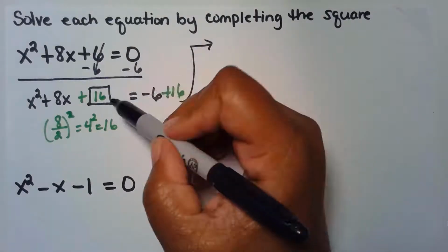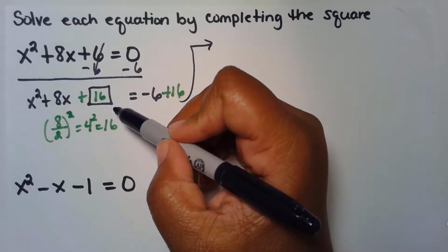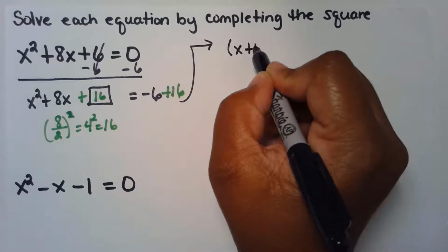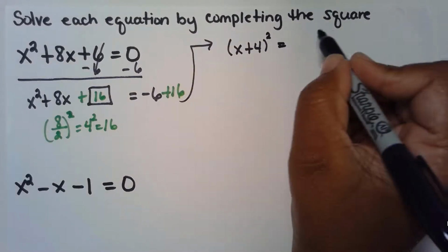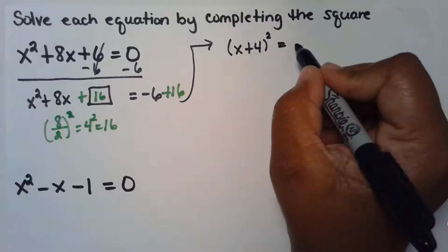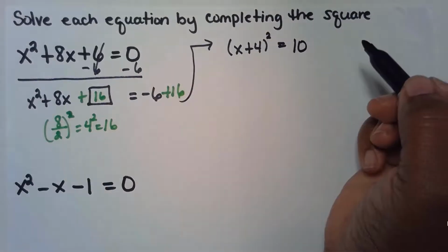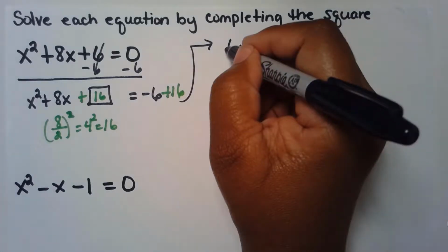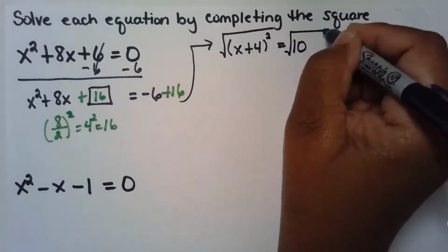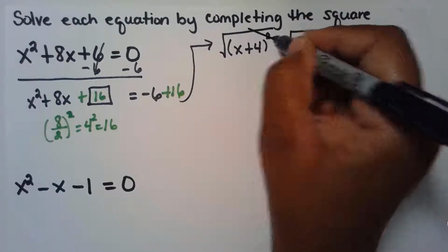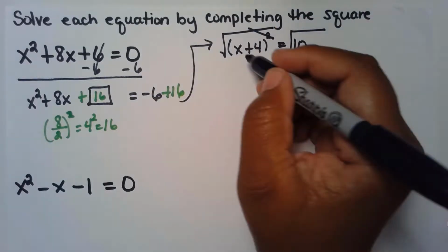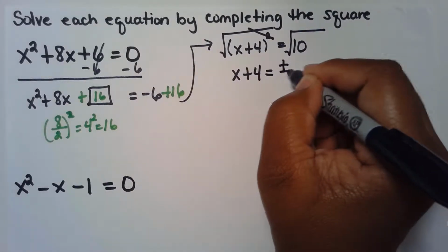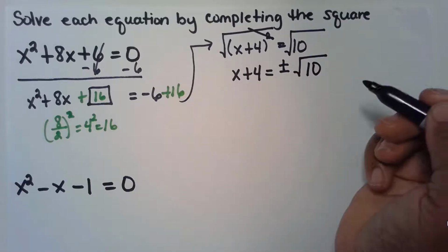So next, on the left-hand side, we have a perfect square trinomial, and we're going to write it as a binomial squared. So we have x plus 4 squared equals negative 6 plus 16, which gives us 10. And then to solve for x, we're going to use the square root property. Let's take the square root of both sides. On the left-hand side, the exponent of 2 and the square root cancel out. We have x plus 4 is equal to plus or minus the square root of 10.